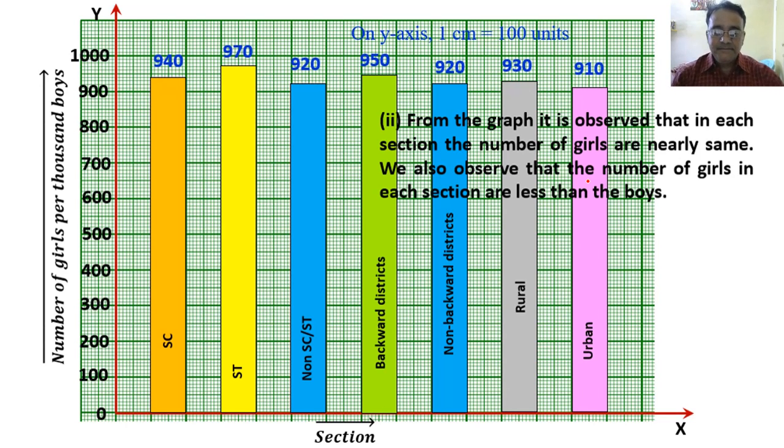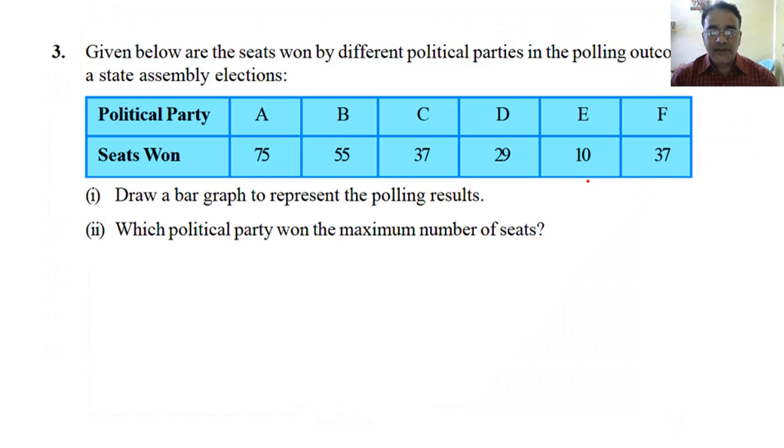Any doubt in this one? No, sir. Okay, so we'll proceed to question number 3. Given below are the seats won by different political parties in the polling outcome of a state assembly election. So we have to draw the bar graph for these numbers, and which political party won the maximum number of seats, you can identify from the table only. Okay, so the answer is A. Political party A. A, right.